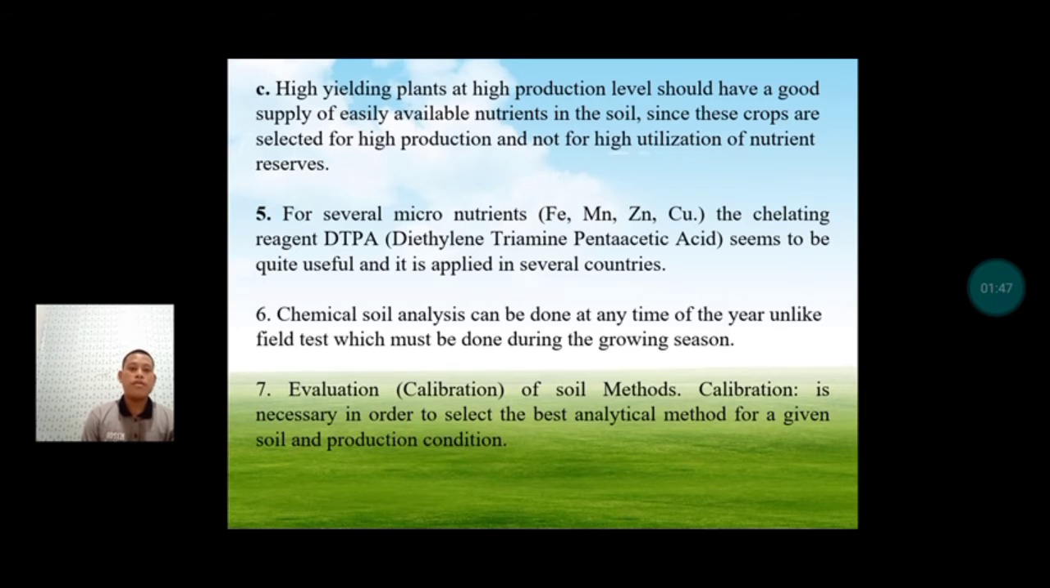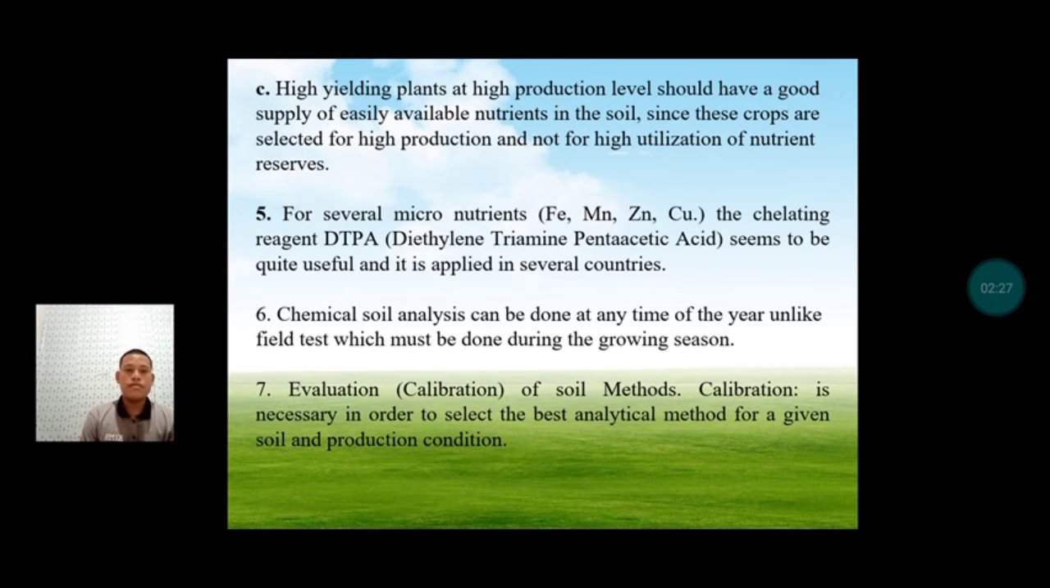5. For several micronutrients, Fe, Mn, Zn, Cu, the chelating reagent DTPA, diethylenetriaminepentaacetic acid, seems to be quite useful and is applied in several countries. So it means that for several micronutrients like iron, manganese, zinc, and copper, the chelating reagent DTPA, diethylenetriaminepentaacetic acid, is well known and useful for soil nutrients in different countries, because it is exported to different countries and many farmers use these fertilizers.